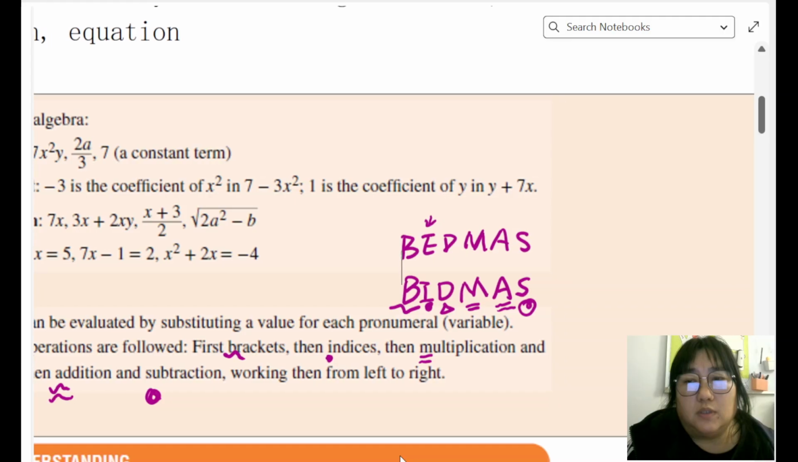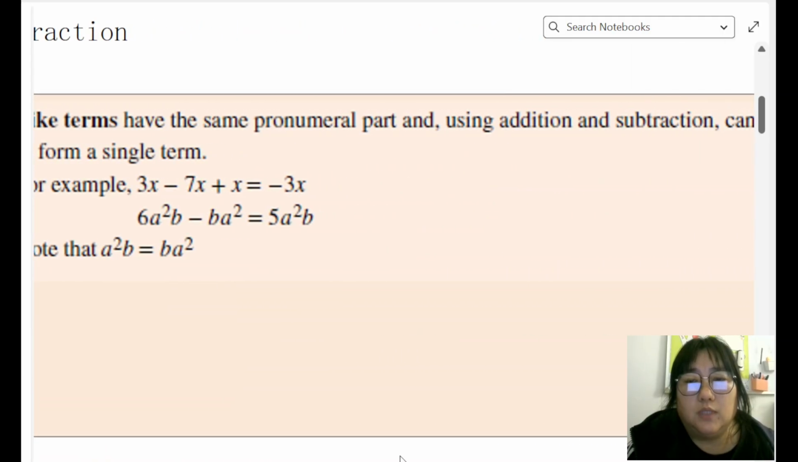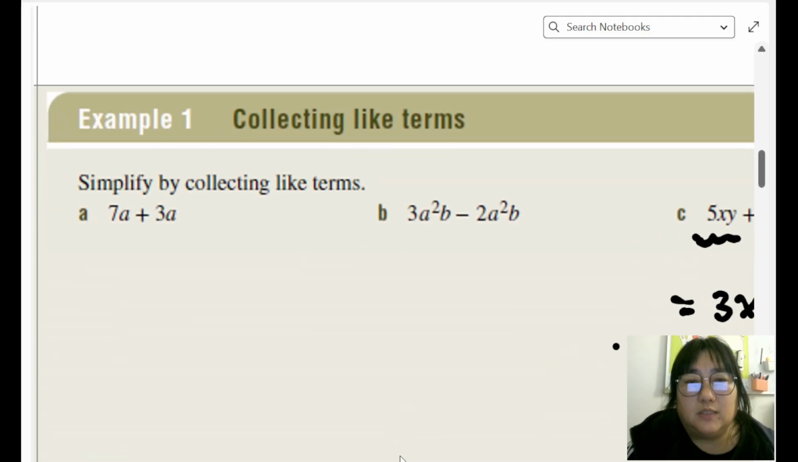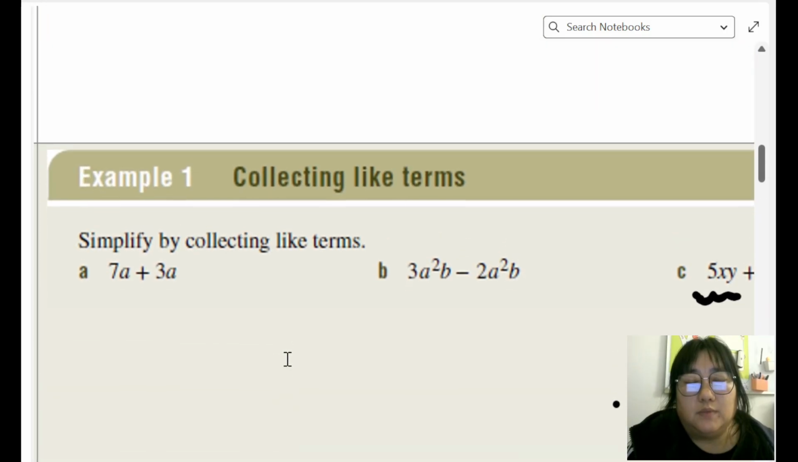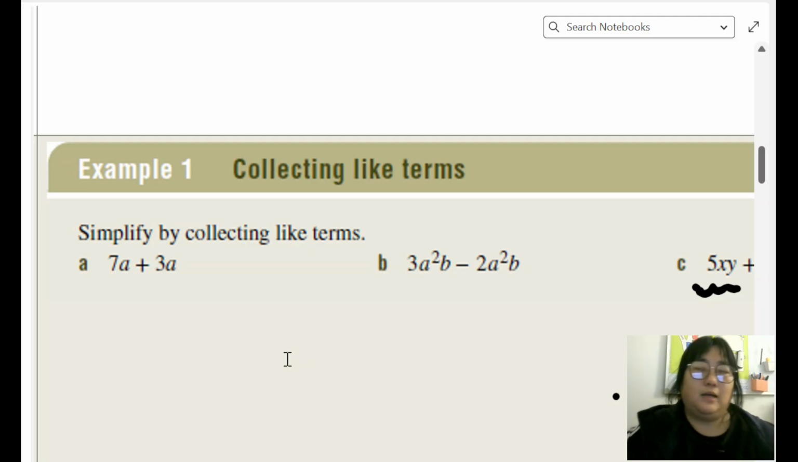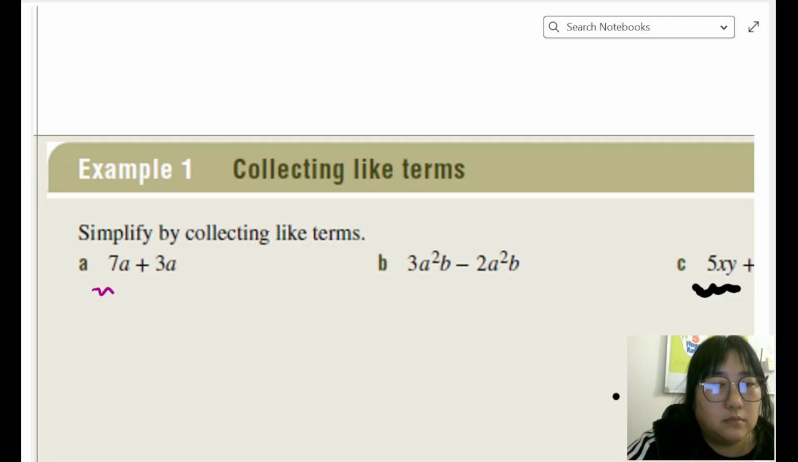After we have a clear idea of all these keynotes, we will have a look at the first example. Before we start, we will check: here, are they like terms? We will find they are, because they both have the unknown letter A, and the power of A is not written, which means 1. We can omit the 1. So that means 7 lots of A plus 3 lots of A. So the answer is 10 lots of A.